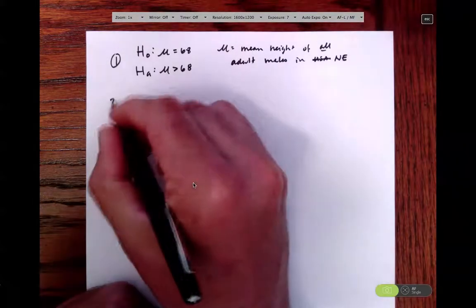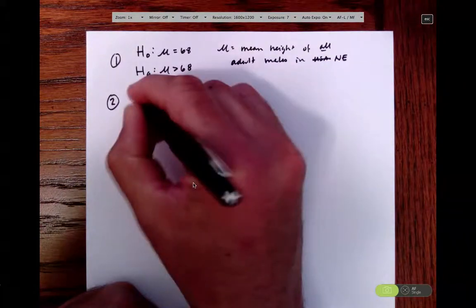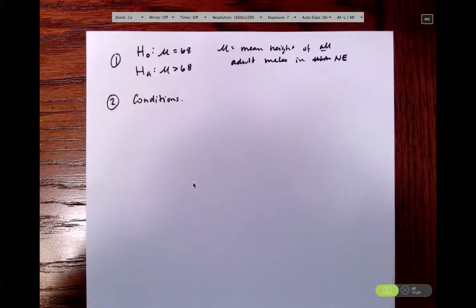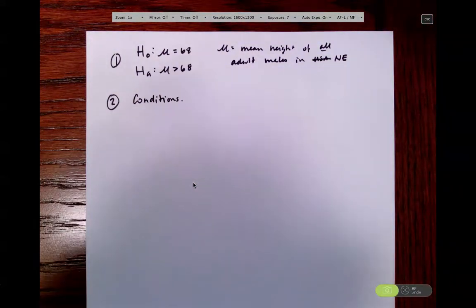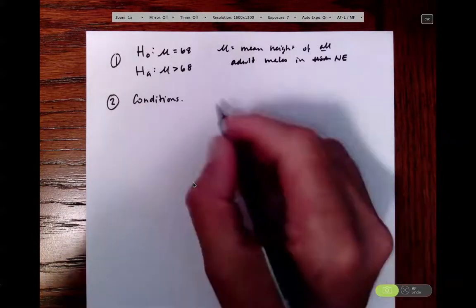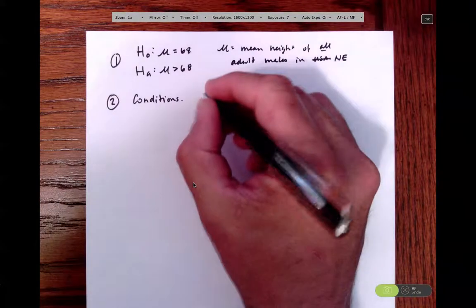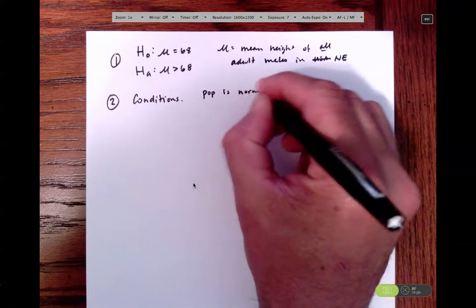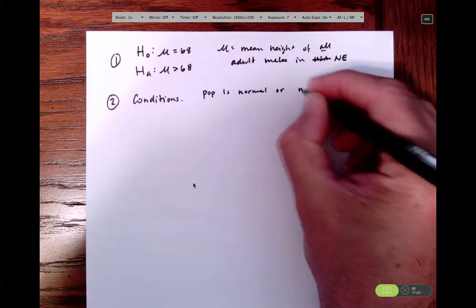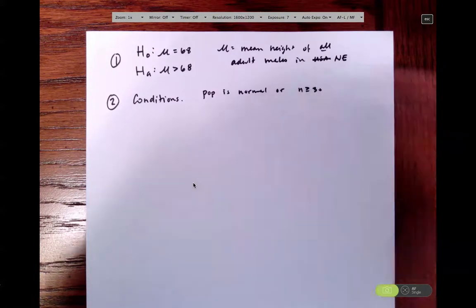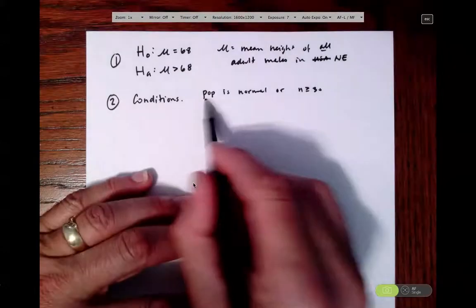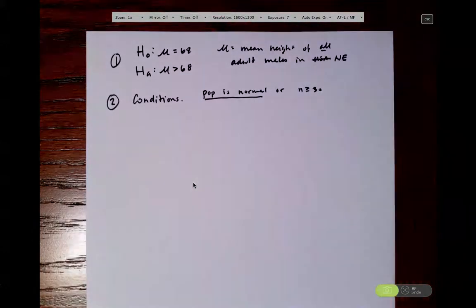So the next step after the hypotheses is to check conditions. The conditions here are the conditions that are going to allow me to say that the sampling distribution of the mean is approximately normal. The two conditions that we have here are: population is normal, or n is bigger than or equal to 30. Our sample size was only 10, so what we need to do is justify that the population of heights is approximately normal.